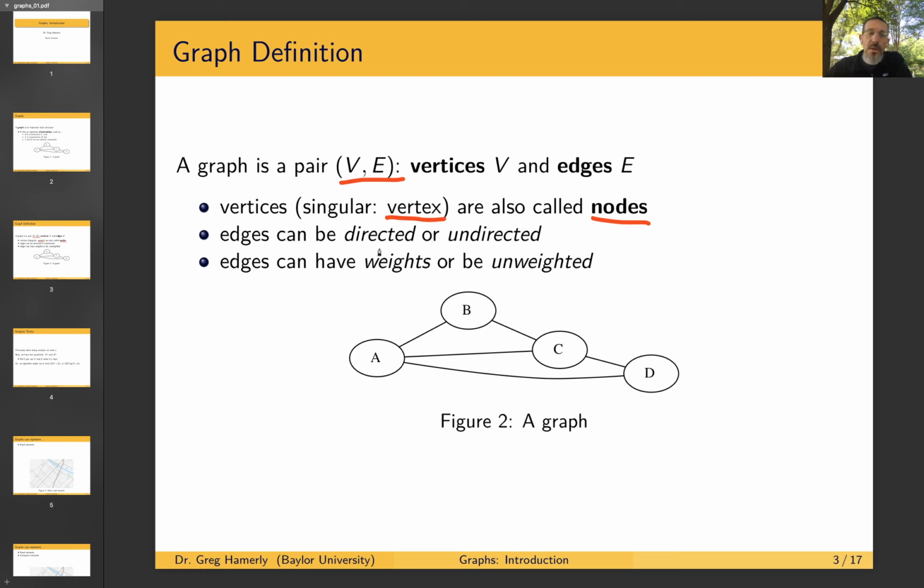These edges can be directed or undirected. When they are undirected, they can be traveled, you can think of them as being traveled in either direction. If they're directed, you can think of them as being traveled only in one direction. Edges can also be unweighted, as you see here, or they can have weights, meaning some sort of cost or distance associated with the edge. So down here, this is an undirected and unweighted graph.